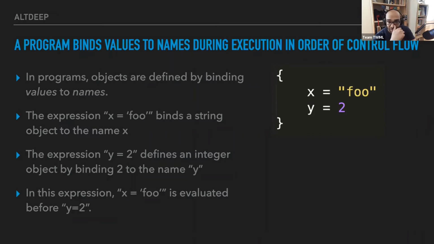So in programs, objects are defined by binding variable values to names. Here we have the expression x equals foo, binding a string object to a name x. The expression y equals 2 defines an integer object by binding 2 to the name y. And then there's an order of evaluation, there's a control flow, right? So in this expression, x equals foo is evaluated before y equals 2.